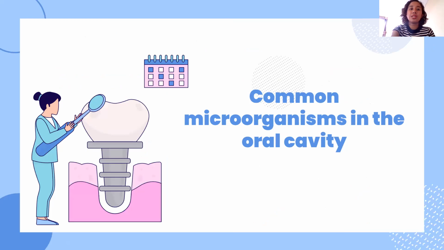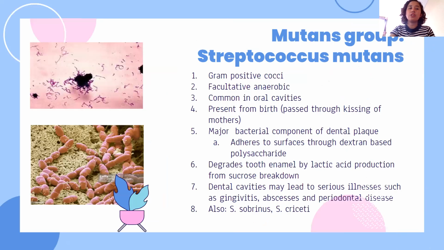Okay? So, let's meet now the common microorganisms in the oral cavity. So, the most abundant one is your Streptococcus mutans, which is part of the mutans group. So, Streptococcus, hindi ba pag sinabing strep, it's in chains, coccus, round. So, it's a gram-positive cocci. Okay? That's why purple yung gram staining niya. So, it's common in oral cavities. It's present from birth because of the kissing of mothers.